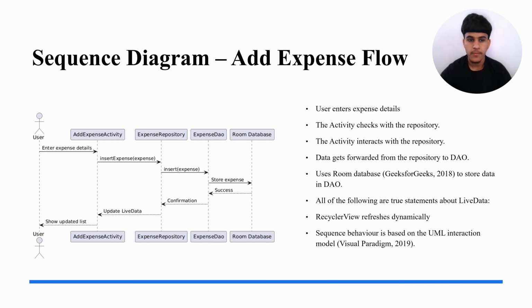Now in the fifth slide, it is a sequence diagram and expense flow. In this slide, as the user adds an expense, he or she fills in all the necessary information. This activity puts the data in the repository layer, and it is forwarded by the repository to the DAO. The DAO stores the data in the Room database, and LiveData will then update the UI automatically after saving, and the RecyclerView is updated with the new data. This process conforms to the standard way of doing interactions in UML sequence diagrams.